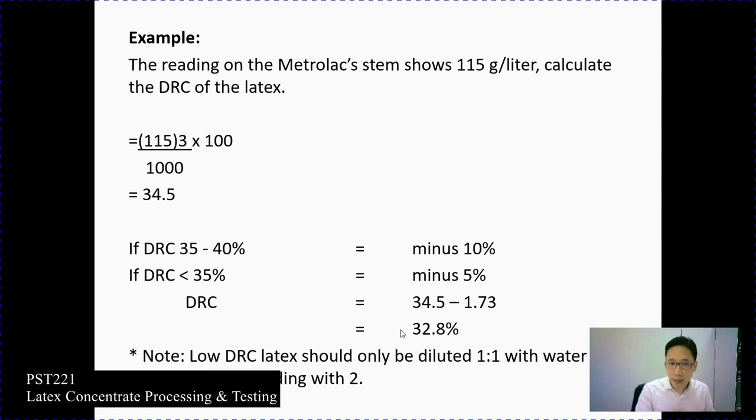Okay, but there is a note: low DRC latex should only be diluted 1 by 1 with water and multiplying the reading with 4. So what happened here? The measurement of the Metrolac over here will be times 2. Okay, but the reading will be times by another 2, so it will be 4. Or you can simply times 4 divided by 1000 times 100, and you will have a reading, and this reading also applies to these rules, either it's 35 to 40% or below 35%.